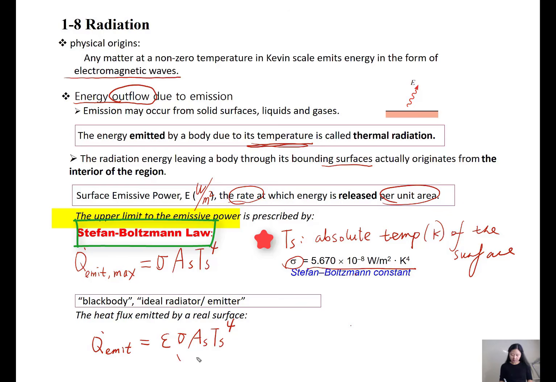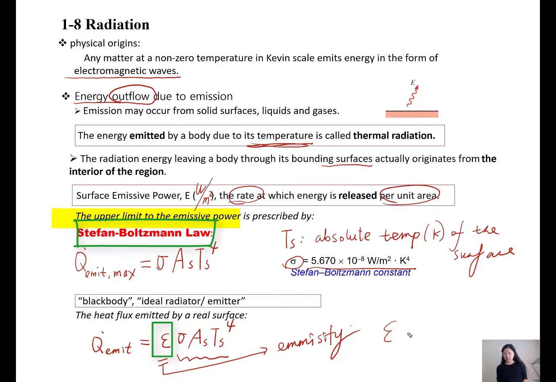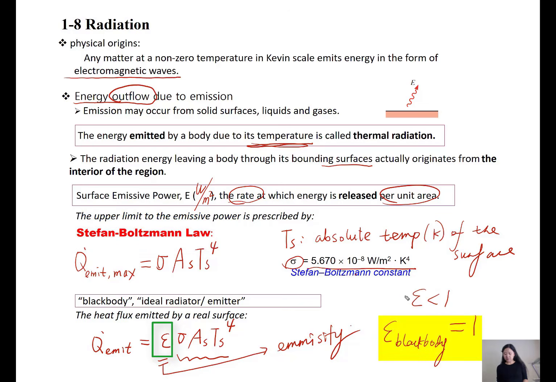So you know this is the emissive power from a black body. So here we have emissivity. We use this emissivity to measure how close a real surface's emissive power is to that of a black body. Then what is the emissivity of a black body? Of course, the emissivity of a black body is 1. And emissivity is in the range of 0 and 1.